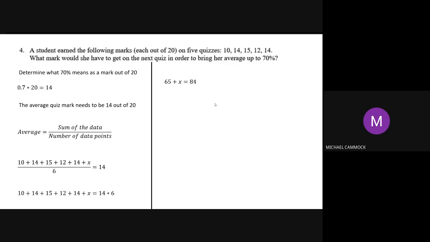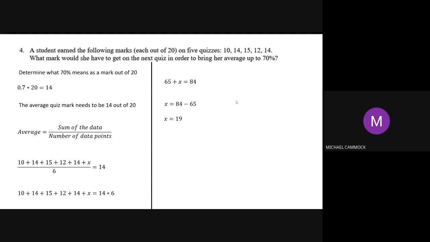Nobody? Subtract 65. Absolutely. From 84. So 65 from 84. This person needs to get 19 out of 20 on the next test to bring that average up to 70%. Now, let me throw something out to you right now.